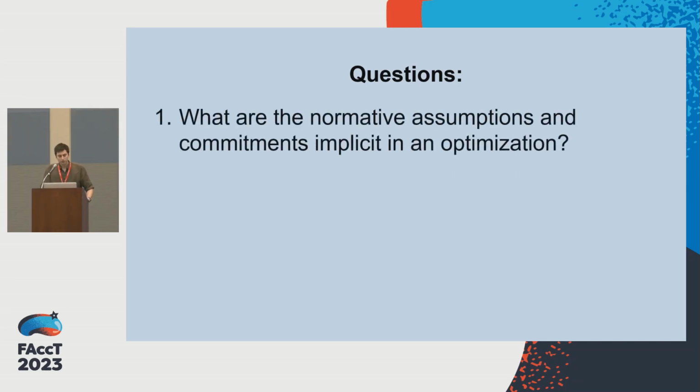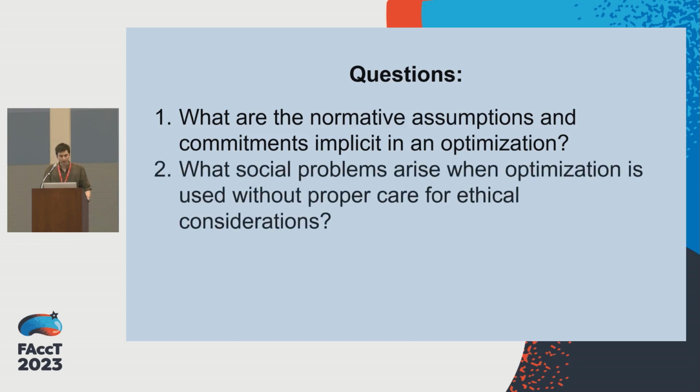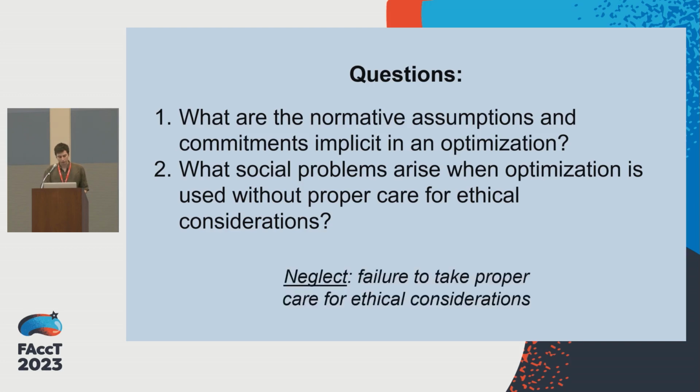First of all, what are the normative assumptions and commitments that are implicit in the use of optimization? And second, what social problems arise when optimization is used without proper care for ethical considerations? And just for reference, we define neglect as the failure to take proper care for ethical considerations. By identifying failure modes and emergent problems, we hope some set of issues can be avoided as certain uses of optimization come to be thought of as neglectful.